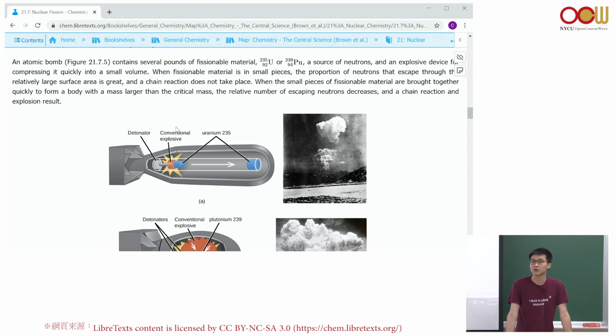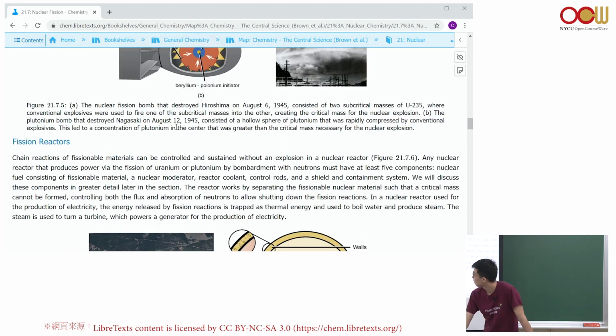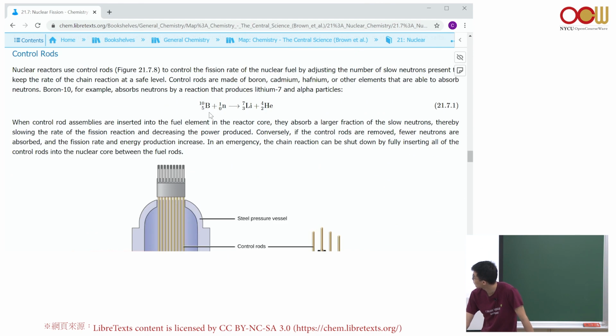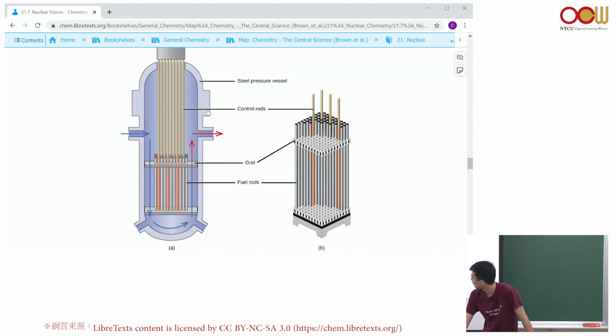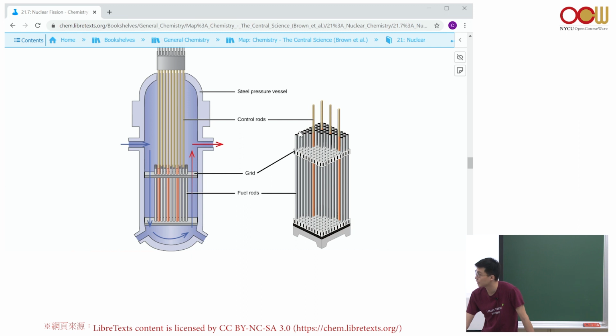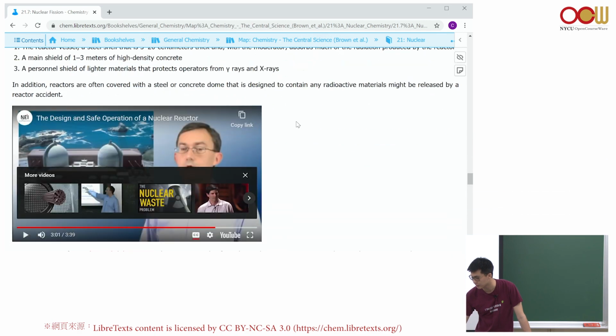Okay, so that means the amount of radiation being emitted becomes smaller. When I mentioned that boron is capable of absorbing these neutrons, this is the design a nuclear power plant will look at. They will insert these control rods into your reactor, and you also have fuel rods.